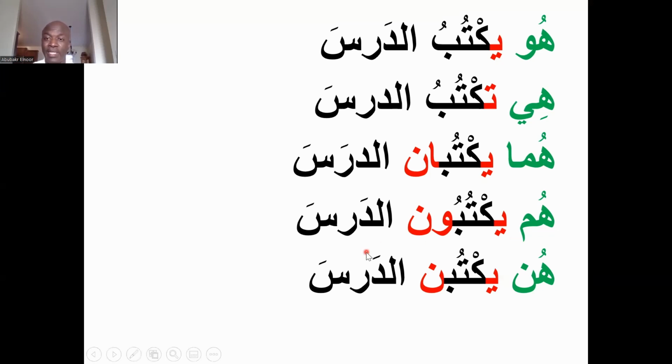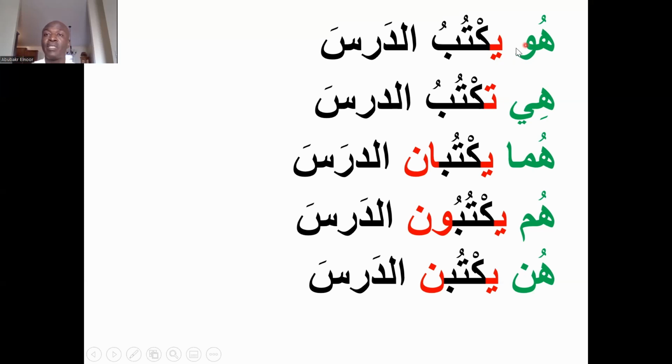هم يكتبون الدرس. هن يكتبن الدرس. They, plural, feminine. We add the prefix ya, and then we put the verb kataba, to write, and then we add the noon. يكتبن الدرس. They are writing the lesson, or they write the lesson.